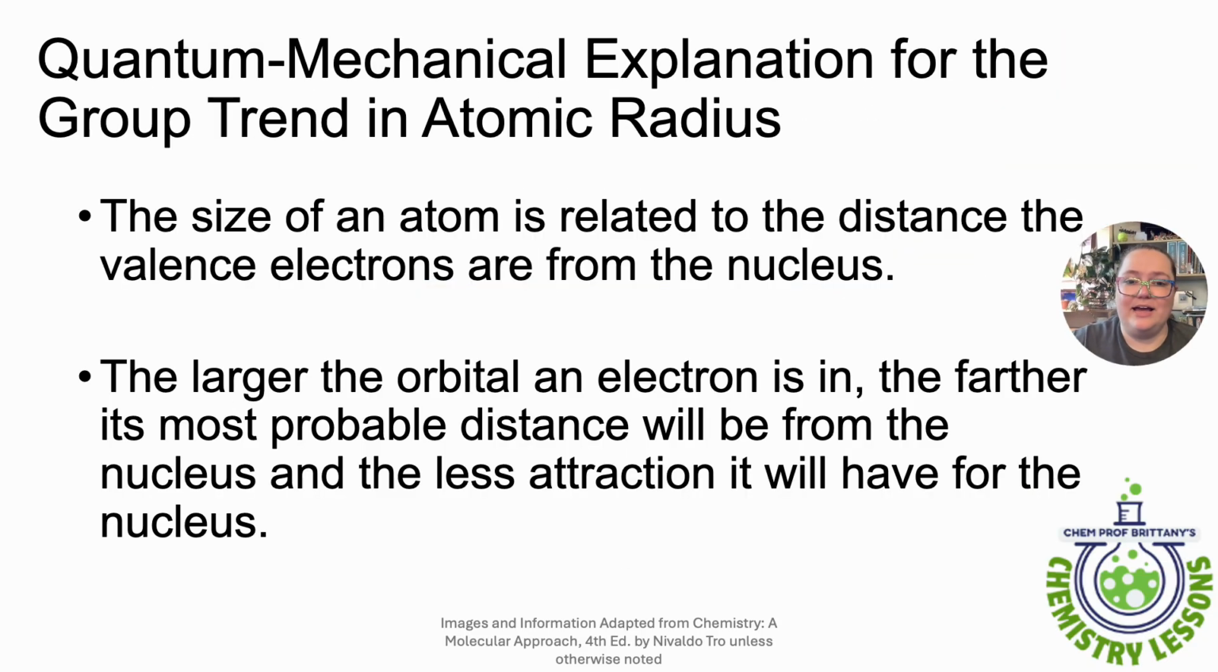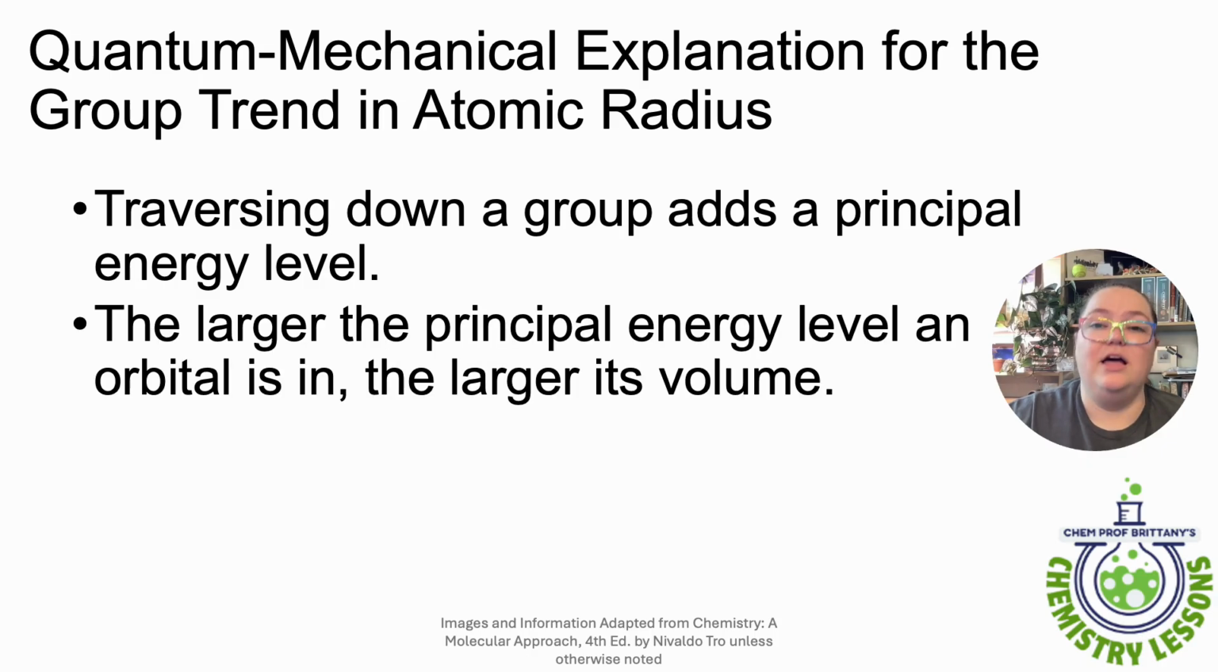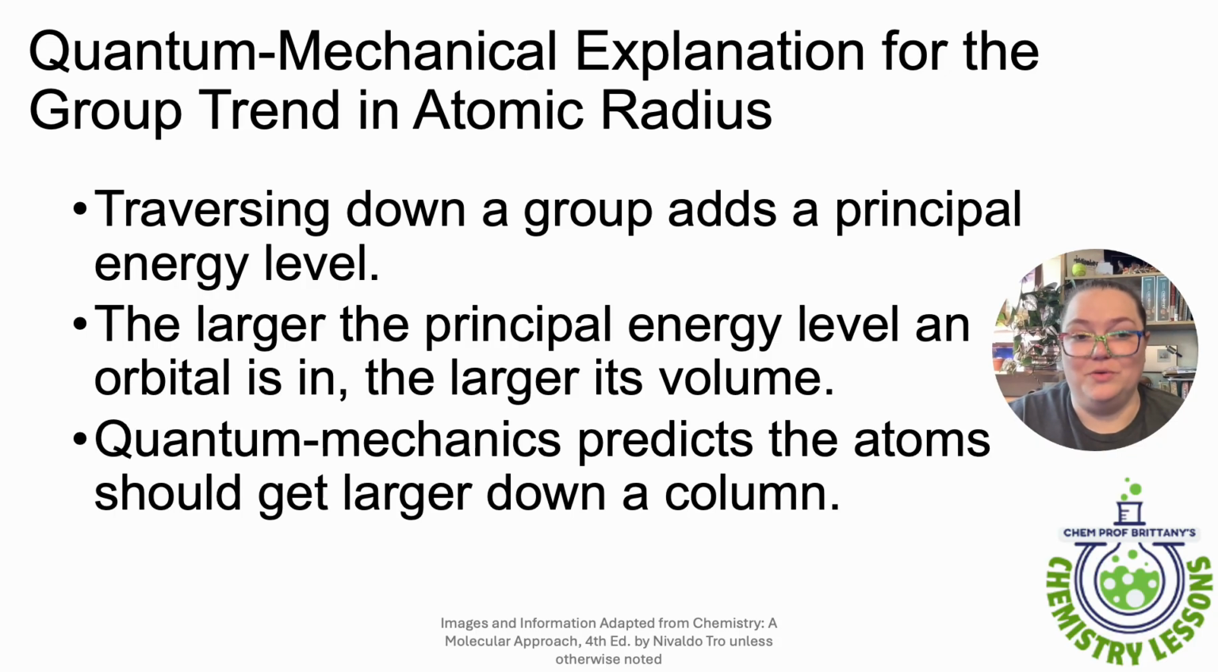So the size of an atom is related to the distance that the valence electrons are from the nucleus. The larger the orbital that the electron is in, the further the most probable distance is, and the less attraction it's going to have for the nucleus. And then as we go down a group, we are adding that principal energy level, which means the larger the principal energy level, the larger its volume is, the further away from the nucleus it is. So quantum mechanics predicts that our atoms should get larger going down a column.